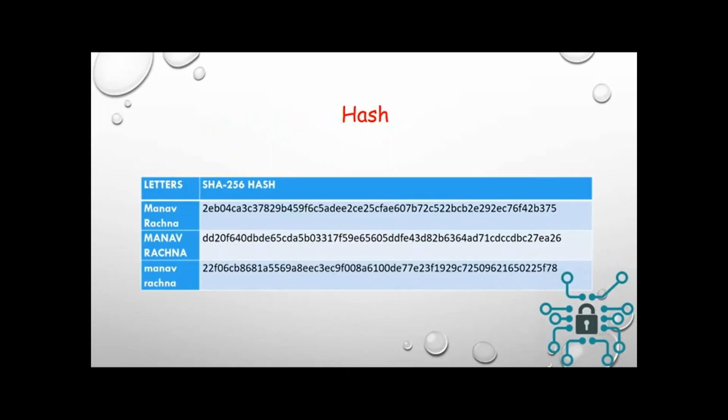So a hash of different characters is different. If I write my name in all capitals, it will be a different hash. If I write my name in all smalls, it will be a different hash. And if I write my name in one capital, one small format, it is also a different hash. So any minute changes in the input could result in a completely different hash.